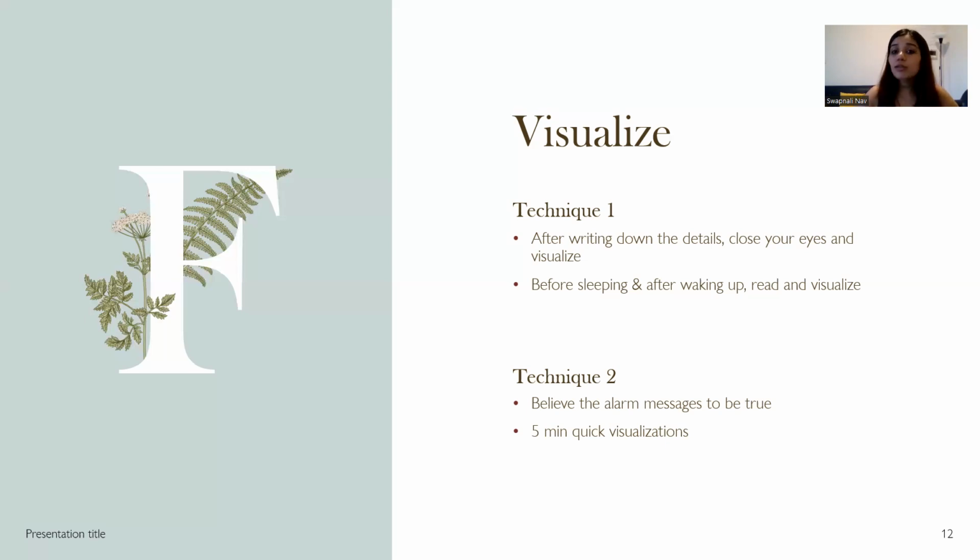Now, the technique number 2, how are you going to incorporate visualization in that? Very simple. As soon as the alarm rings, just stop the alarm, close your eyes, and just be in the moment. Feel it. Feel 1 lakh coming in your account. Feel how you would feel, what you would do. Just feel that ease, the relaxedness that you will feel when that 1 lakh comes in your account. Just feel that and just relax. Try to calm your mind down, make it quiet, and just be in the moment of happiness of whatever your alarm says, right?